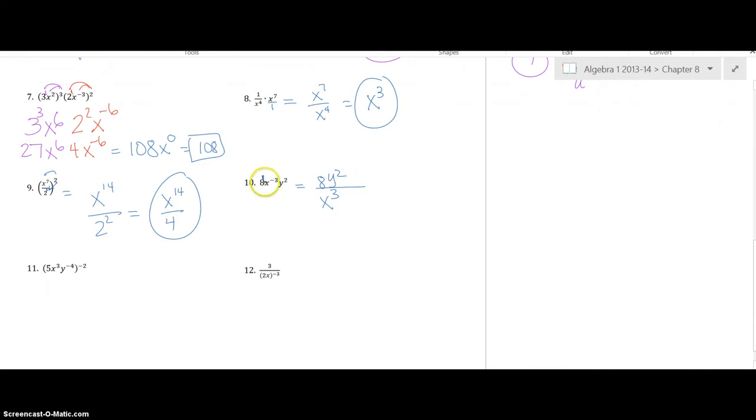The key here is putting that 1 on the 8. Don't think that that has to stay attached to the x. This is as far as we can go. We can't combine the y's and the x because those are different bases.